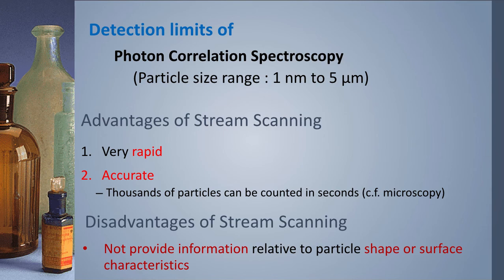The advantage of photon correlation spectroscopy, or Zetasizer: very fast, very rapid, no need for sample preparation. You can just put the suspension in a cuvette and keep it inside the equipment. Within 1 minute, you can measure the size, and it is very accurate also, because there is no need to measure the size of particles one by one. It's stream scanning, it's continuous, so it can measure thousands of particles within no time. The disadvantage of stream scanning is that it doesn't give any idea about the characteristics of the surface and the shape of the surface.